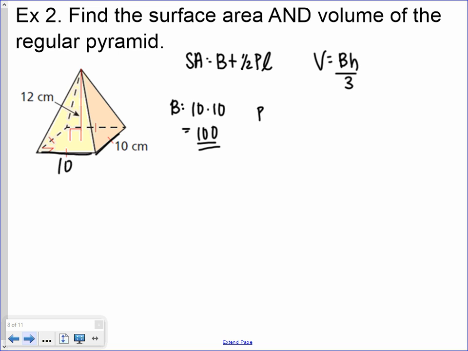Capital P is the perimeter of the square. Each side is 10, and there are 4 sides. So what's the perimeter of the square? Riley? 40. Again, all of your bases for these pyramids will be equilateral, regular polygons. We have the regular height. The regular height is in the middle, 12. And so the only thing we need to solve for is the slant height before we start plugging things in. Question?